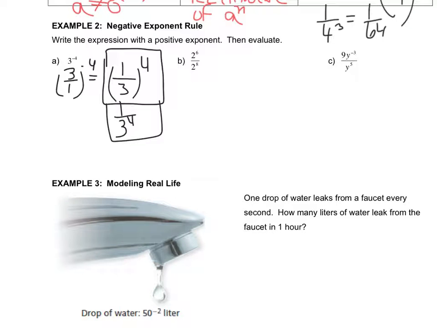The second part says to evaluate, which means we want the full answer. So remember, I would keep the 1, because there's nothing up in the top happening to the 1. 3 to the 4th is not 12. They were not multiplying. Remember, it's 3 times 3 times 3 times 3, which is 81. So there's your answer when I had to evaluate that, 1 over 81.